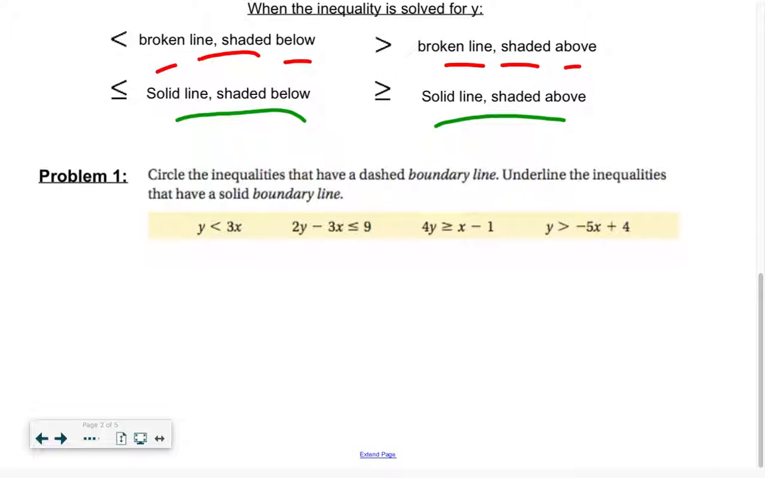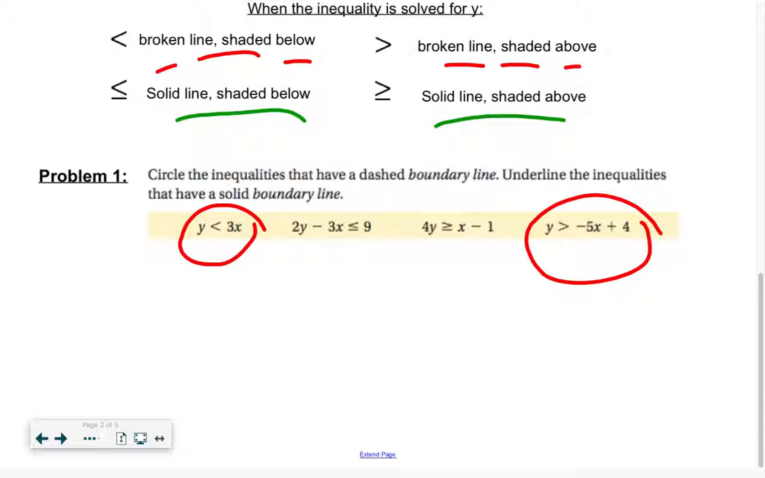So it says circle inequalities that have a dash boundary line. We're just going to do the dash ones. Which ones are going to have dash? Does y less than 3x have dash line? Yeah, why? Because it's less than, it's not equal to. Does the second one? No, that'd be a solid. What about the third one? No, that's a solid. And the last one? Yeah. So you can kind of think of it like if it has a line under it, then you have a solid line.